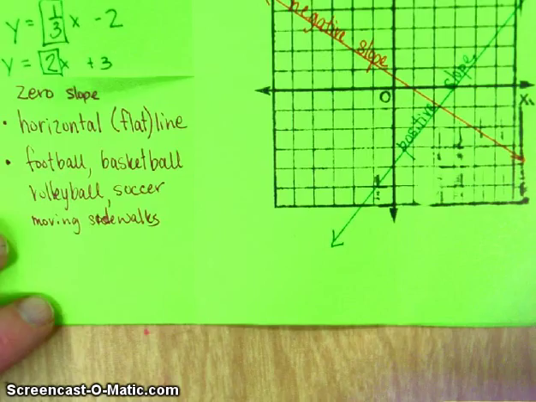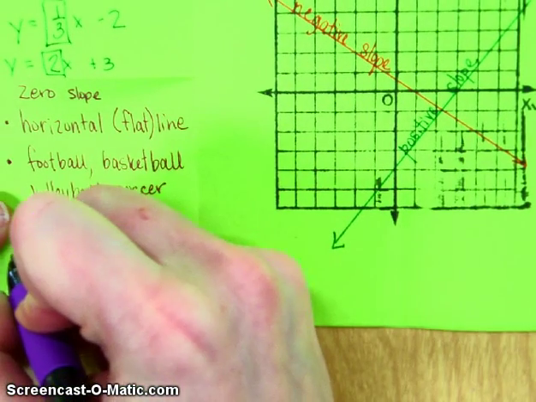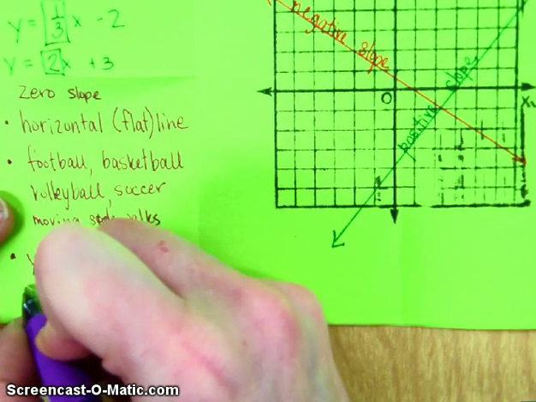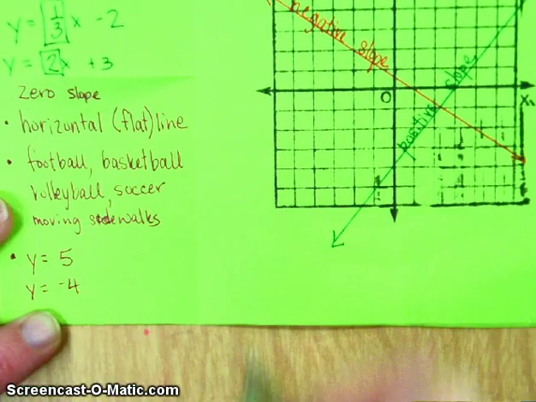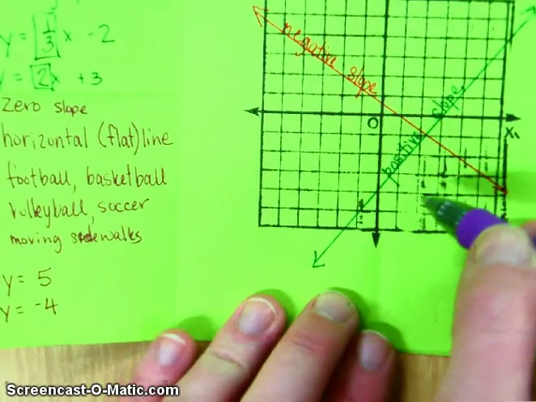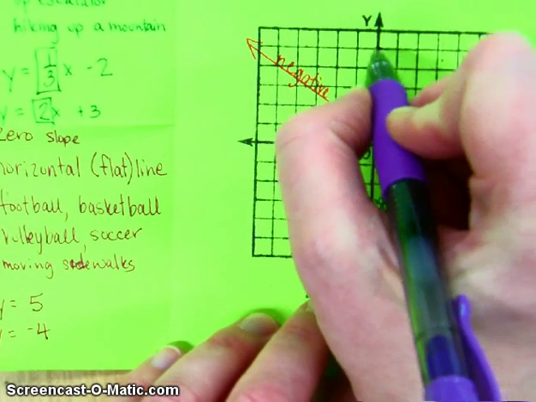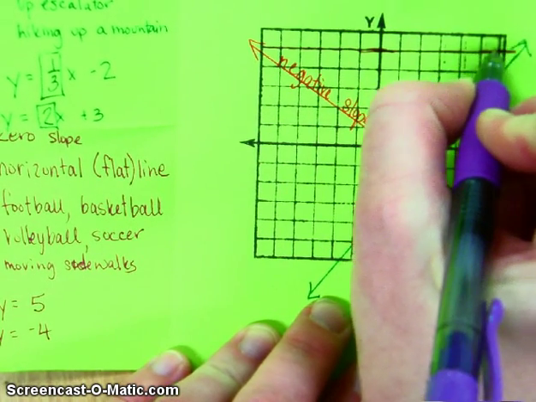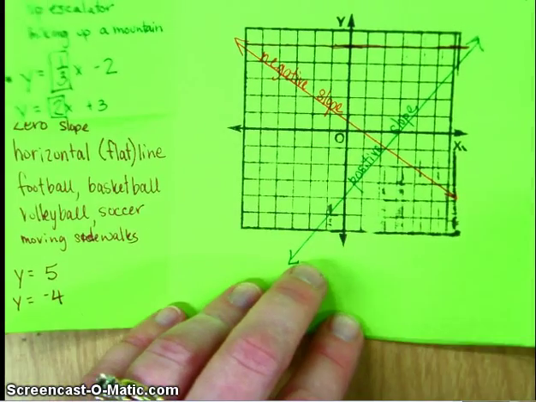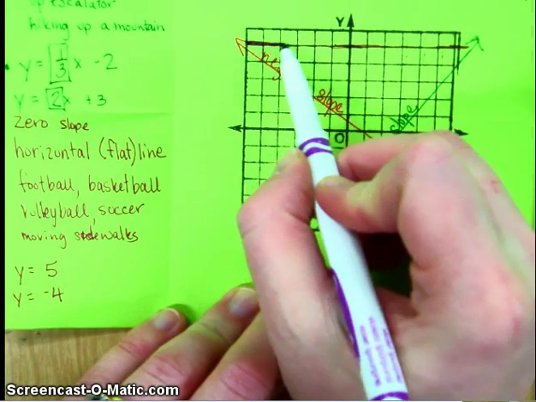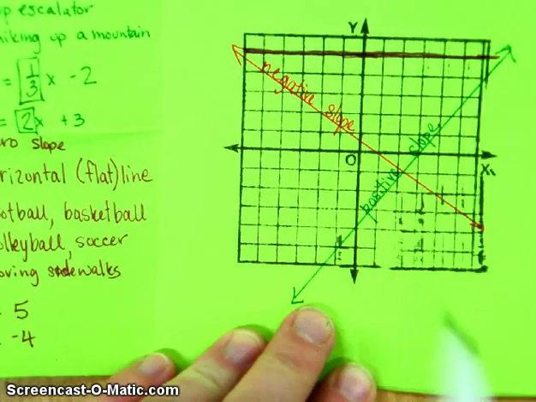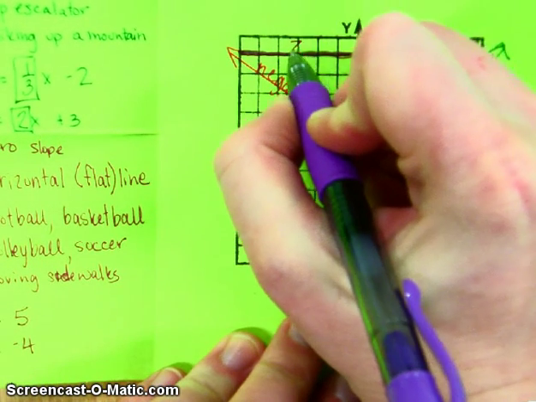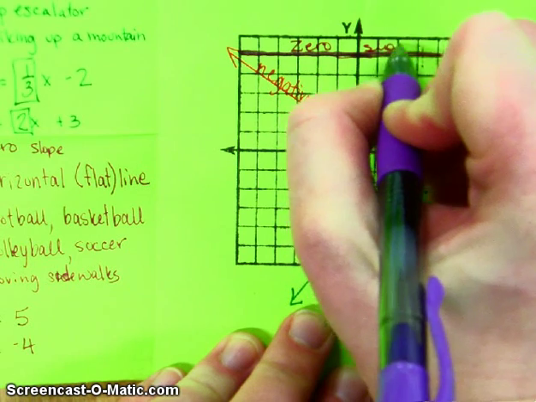Swim, let's see. And the equation, what that would look like, would be y equals 5, or y equals negative 4. And what that's saying, y equals 5, no matter where you go, y is 5. So it's kind of hard to see that one. There we go. So this one is a 0 slope.